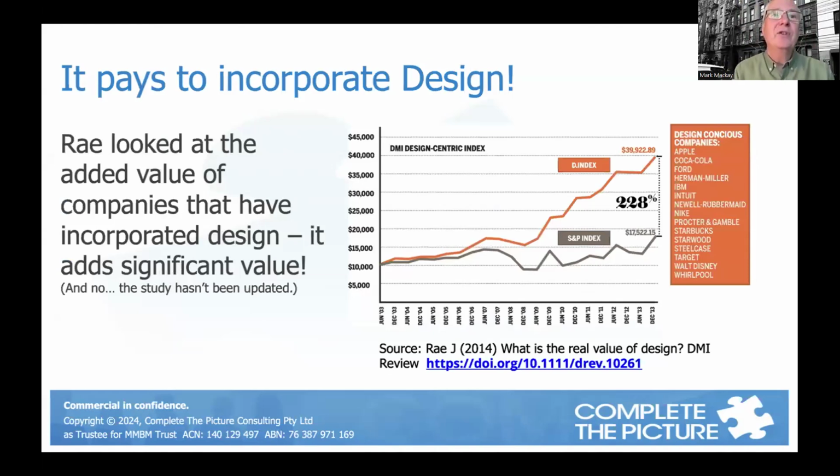Does it pay to use design? There was a study, and I know it was 2014, but there hasn't been a replacement study or an update of this work since then. If we look at companies based on stock market indices, then yes, there's a huge difference in the companies that are using design. If you think of Apple, they pride themselves on their design. Their value is a lot higher than companies that aren't using design.